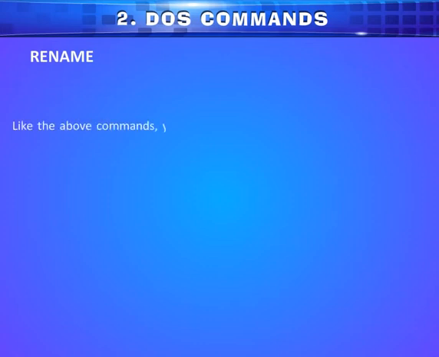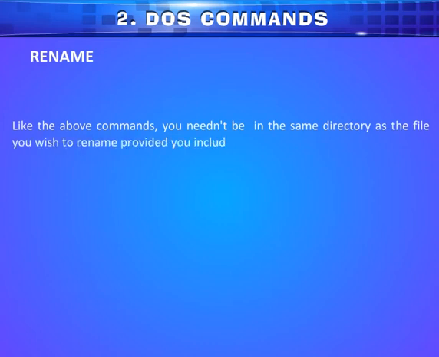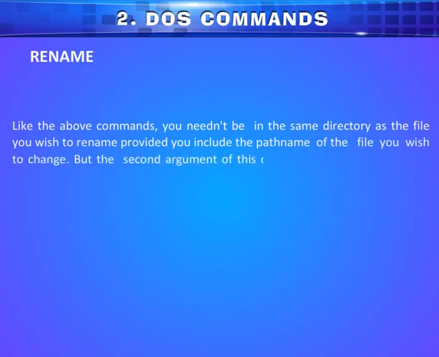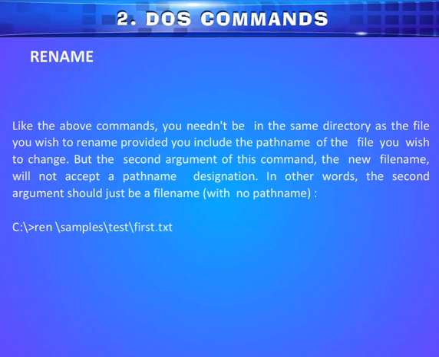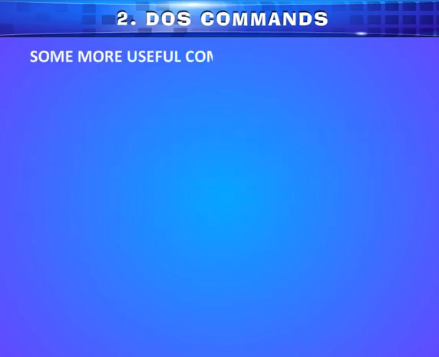Rename. Like the above commands, you need not be in the same directory as the file you wish to rename, provided you include the path name of the file you wish to change. But the second argument of this command, the new file name, will not accept a path name designation. In other words, the second argument should just be a file name with no path name. C:\> ren \samples\test\first.txt new.txt.